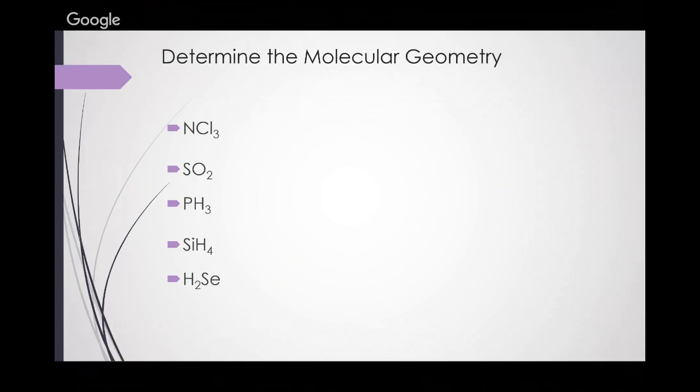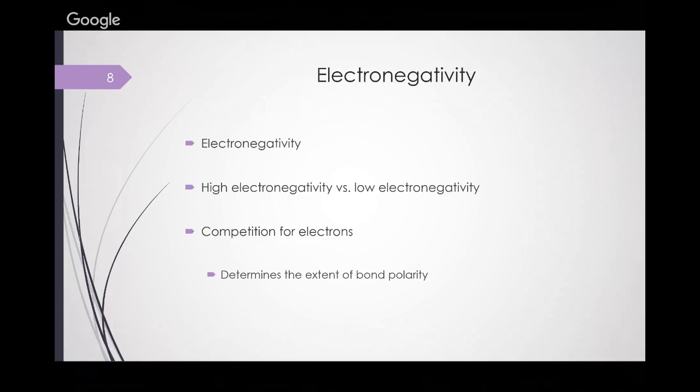I cannot stress enough to you that you have to draw your Lewis structures before you can figure out your molecular geometry or your shape. And you need to be able to find your shape, because then the shape is going to lead to whether or not a molecule is polar or nonpolar. So how can we figure out whether a molecule is polar or nonpolar? Well, we use what's called electronegativity.